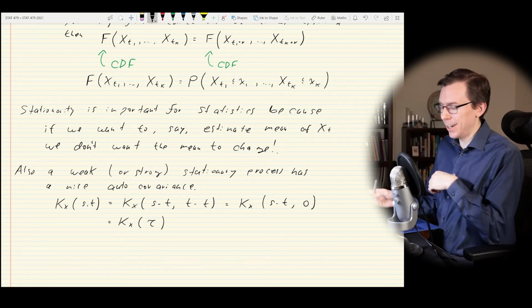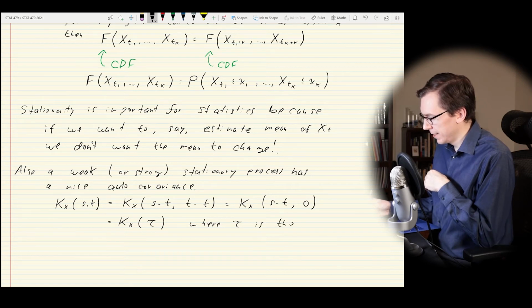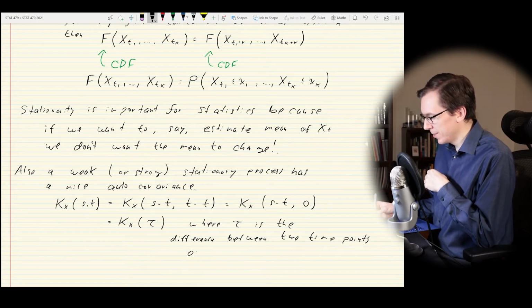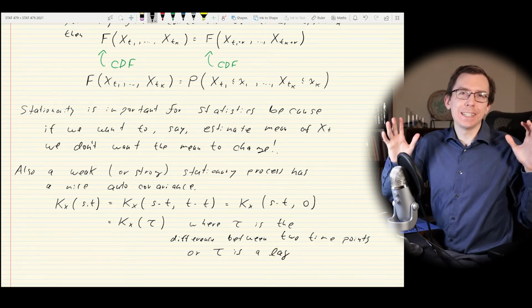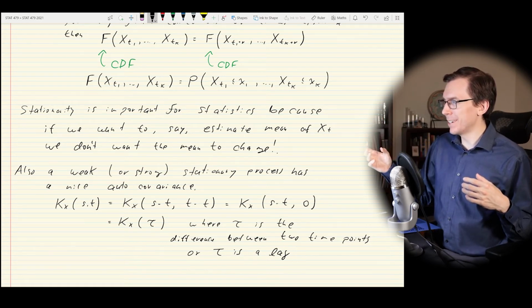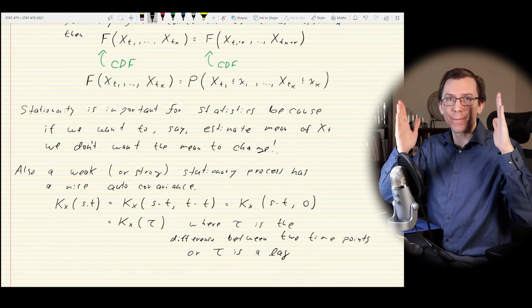a single index tau, where tau is the difference between two time points, or in the language of time series, tau is a lag. So the idea here is that if the time series is stationary, then the autocovariance is only a function of the difference between the two time points.